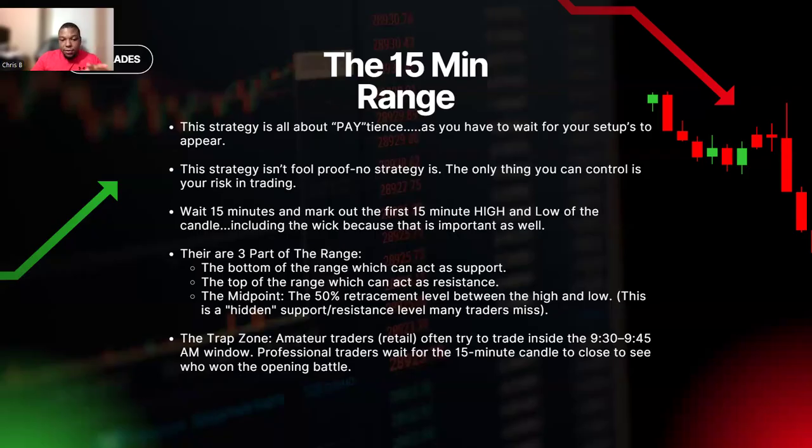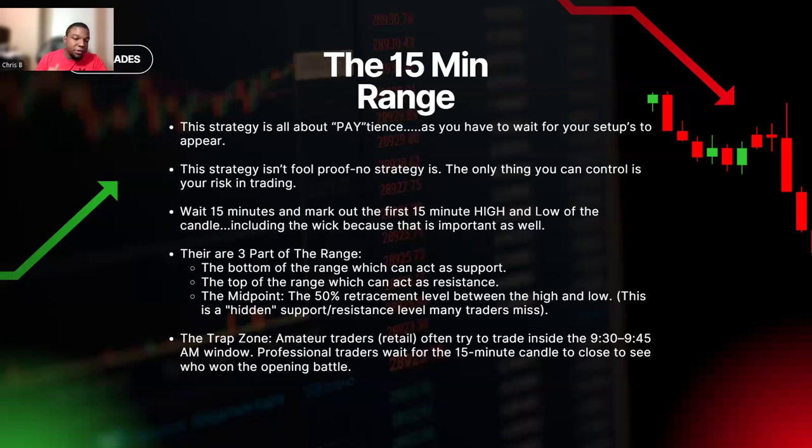Now, let's talk about the trap zone. Most traders, like myself, have all fallen into this trap as we try to trade inside the range, and we don't wait for confirmation. Professional traders wait for the first 15-minute candle to close to see who won the opening battle. Now, we don't trade inside the range. We wait for the range to be broken and we look for confirmation.